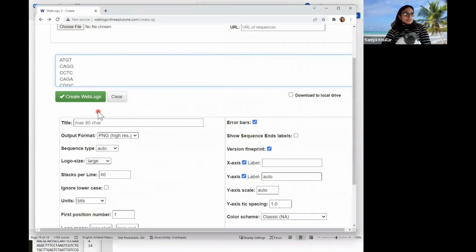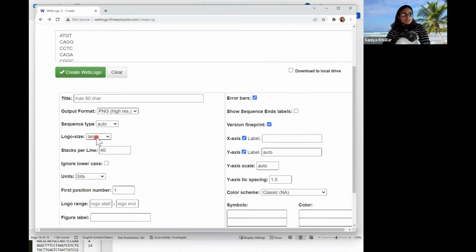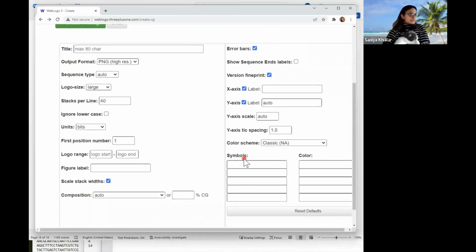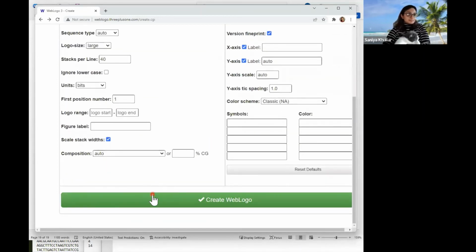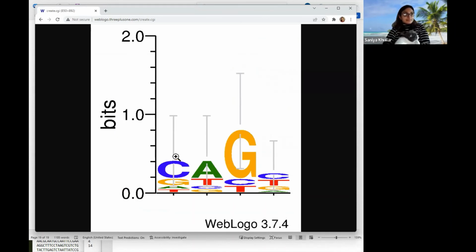We come to this link here. Ideally, if you want to save it as a PDF, that's the highest quality, but for now, just to copy it, I'm going to make it a PNG. We want large logo sizes and auto scaling, and then color should be classic. So we create the web logo here. And this is our web logo that we learned. This is our sequence logo.